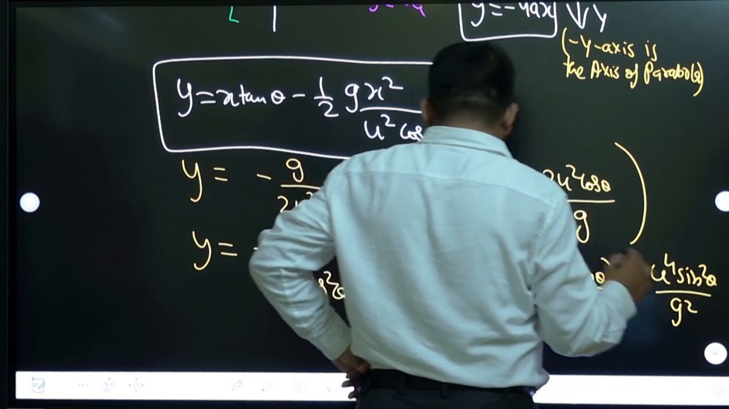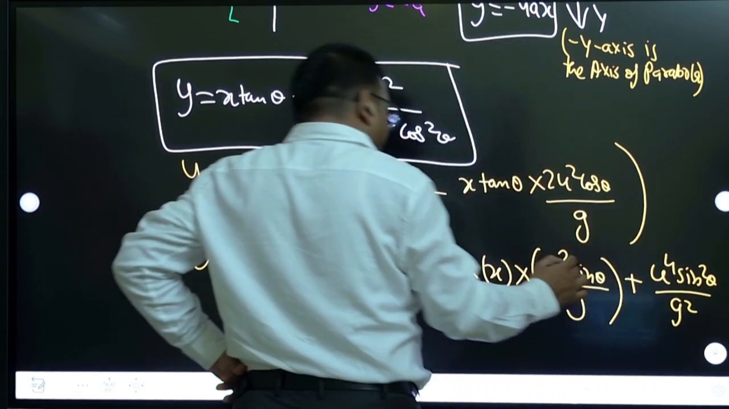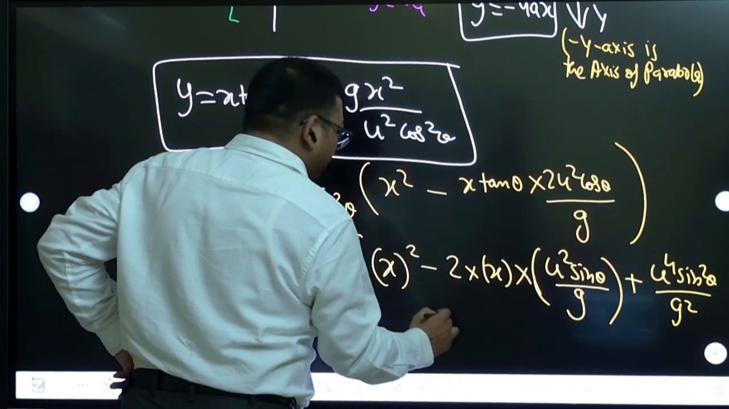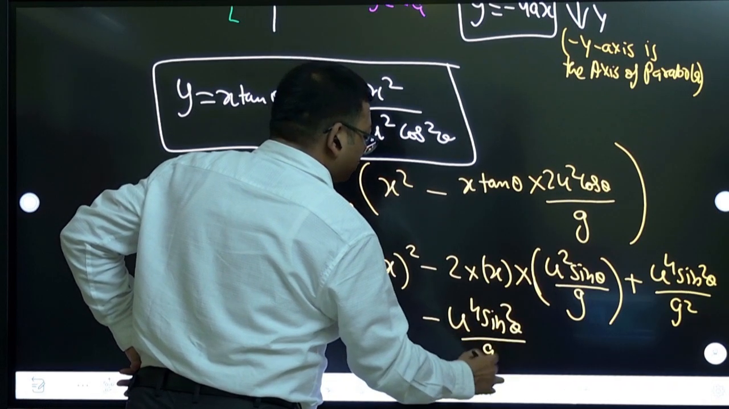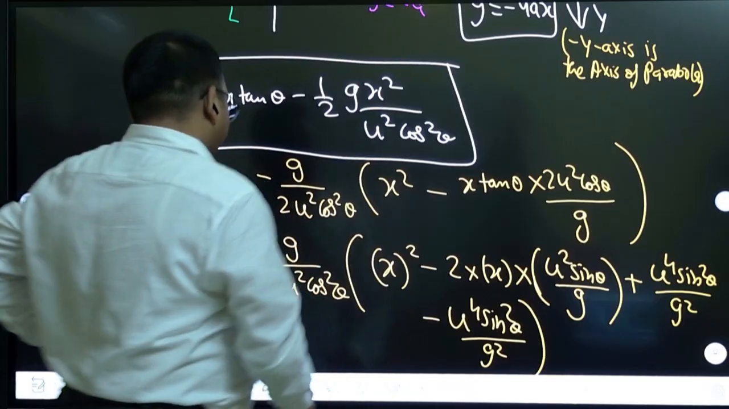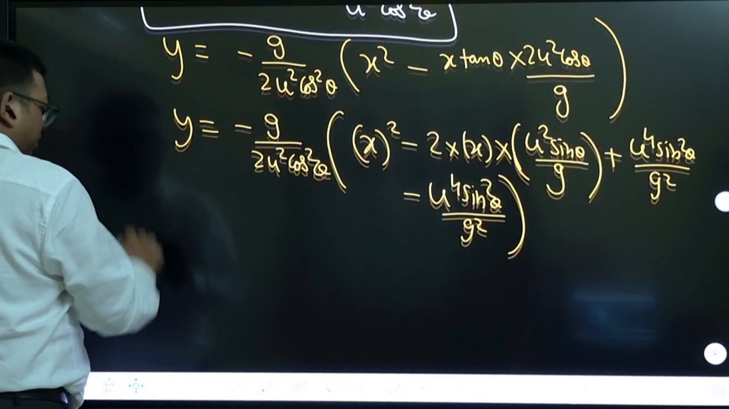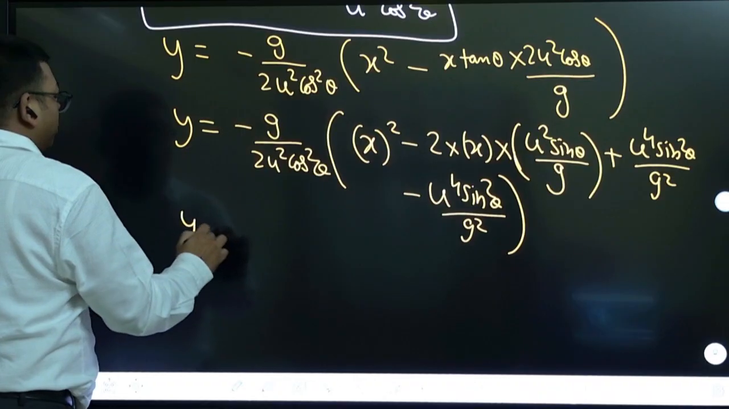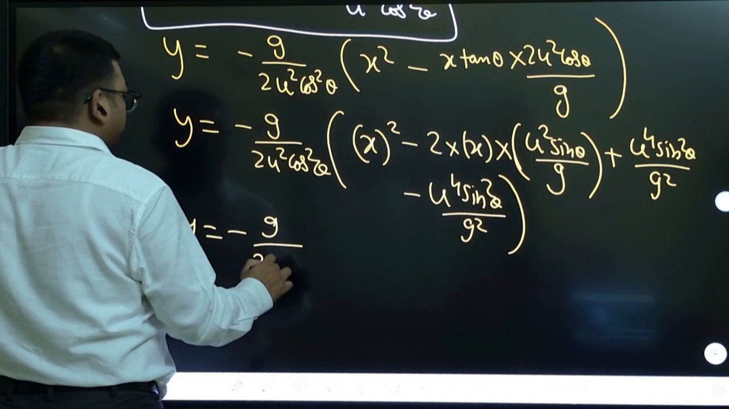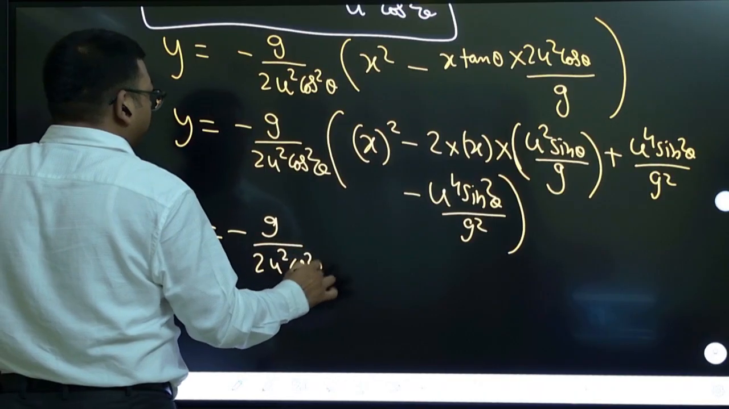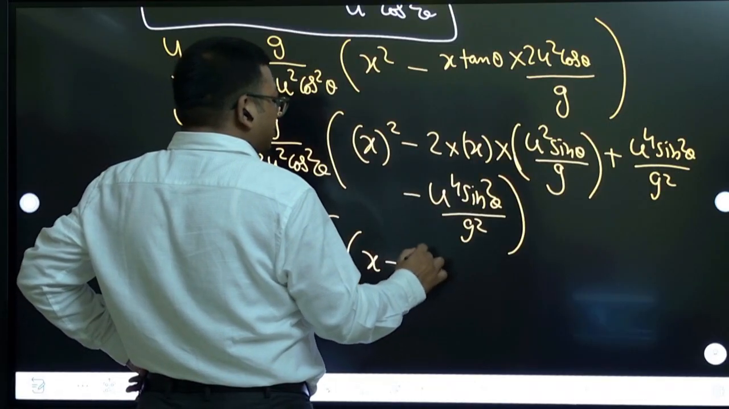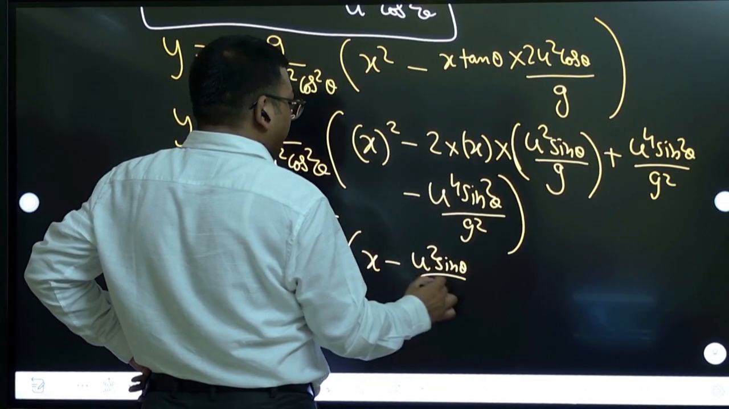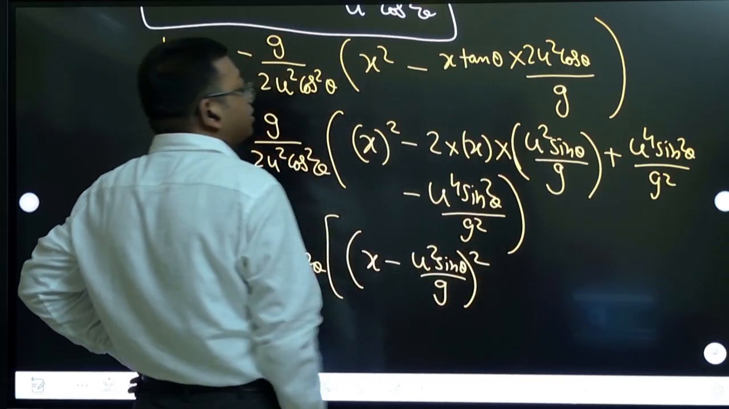Right. Because if I write it like this, it will become a perfect quadratic, and I will subtract it also, so that there is no change in this equation. Right. Now this can be written as y is equal to minus g by 2 u square cos square theta. This I will rearrange as x minus u square sin theta by g, whole square.